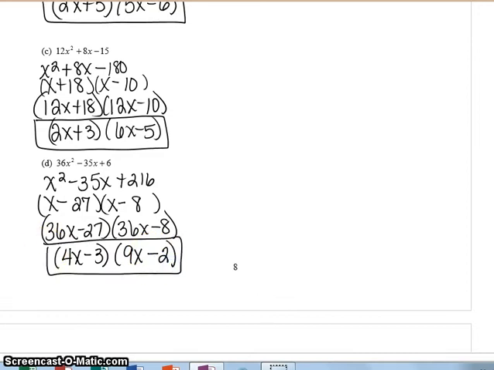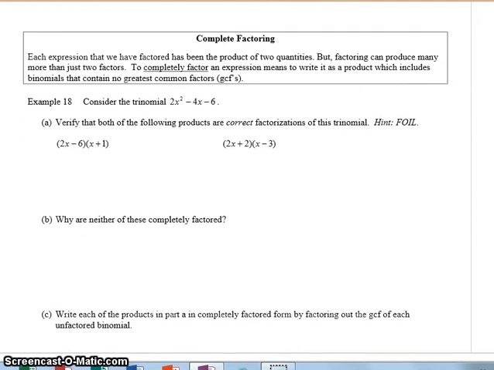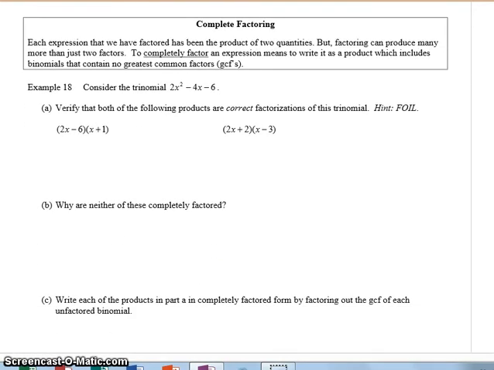Okay, so that's the slip and slide method. All right. Next section here, for example 18, it's complete factoring. What they're going to want to do here is verify that both of the following products are correct factorizations of this trinomial. Hint, FOIL. So you're going to want to just perform FOIL on both of these.